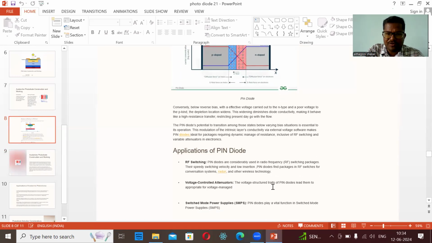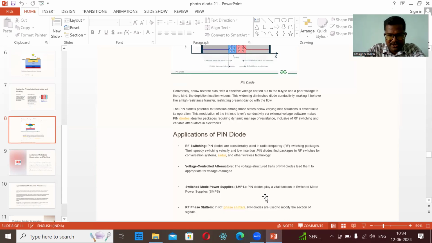Next, switching mode power supply. A switching mode power supply has a very quick response, so the PIN diode is also used there. Then RF phase shifting: RF switching using the PIN diode, and RF phase shifting. RF means radio frequency. Phase shifting converts positive to negative, a 180 degree shift. The PIN diode is used in phase shifting.